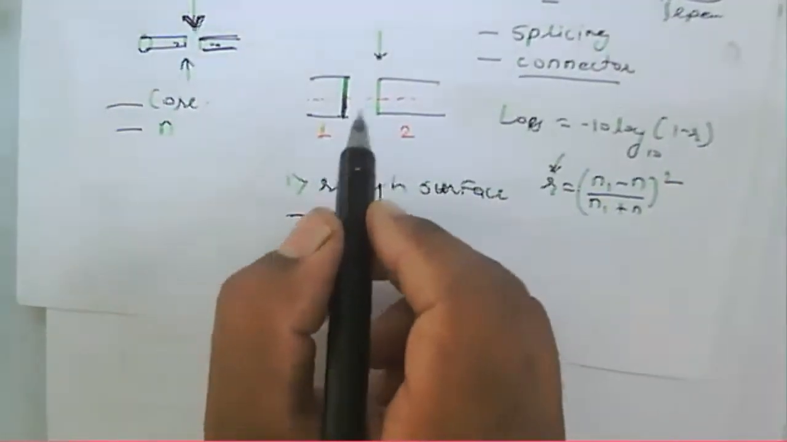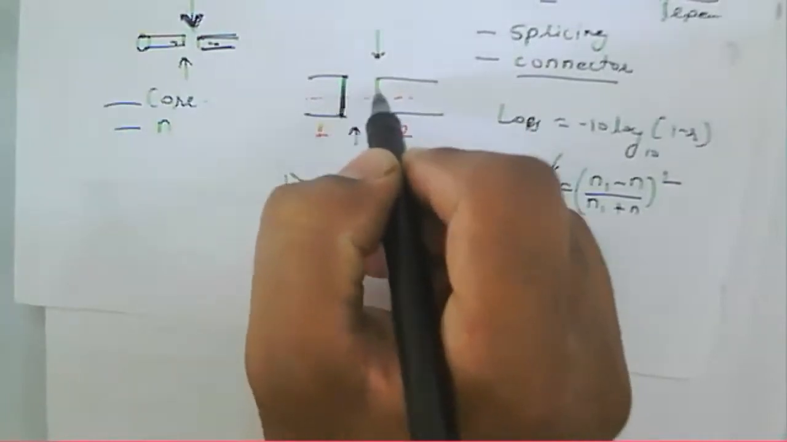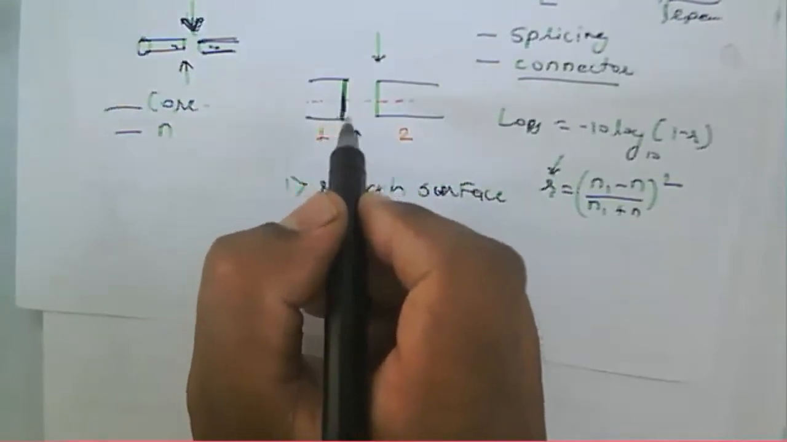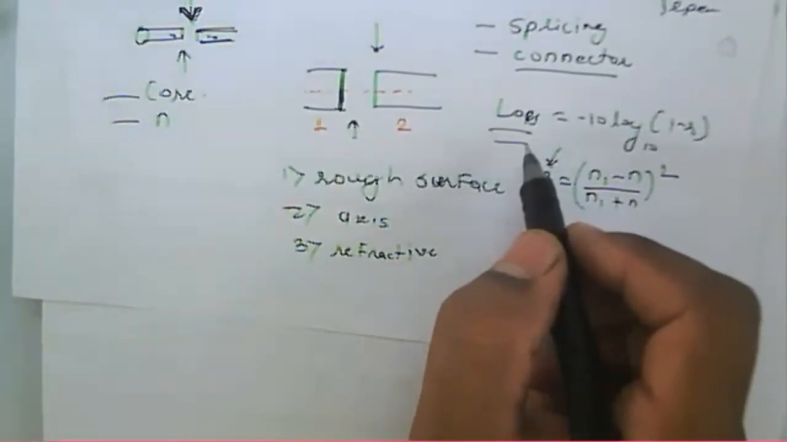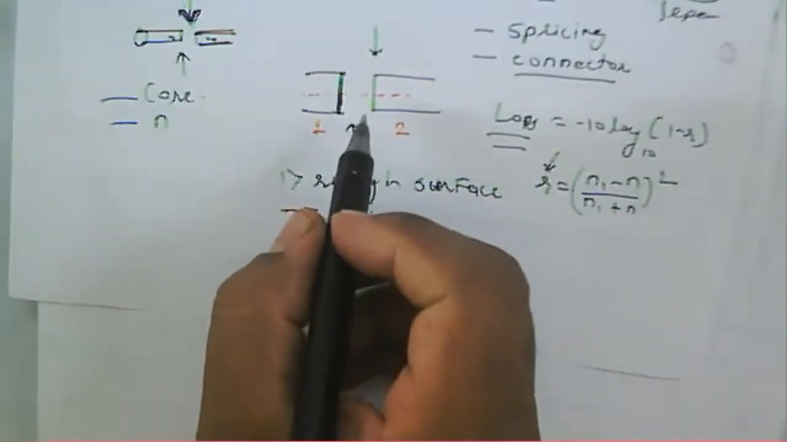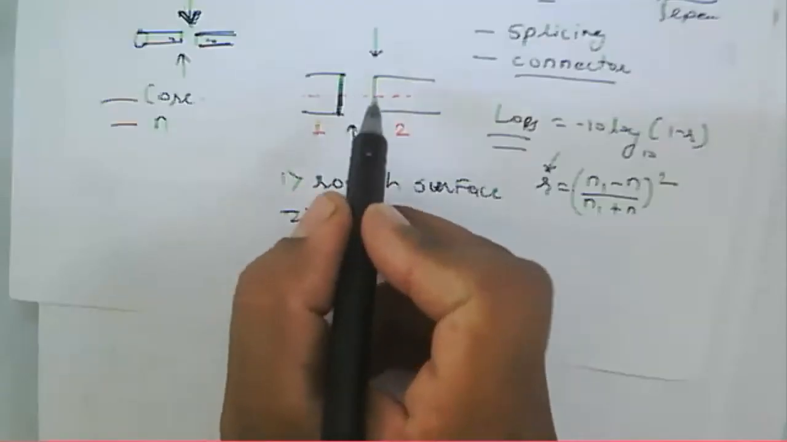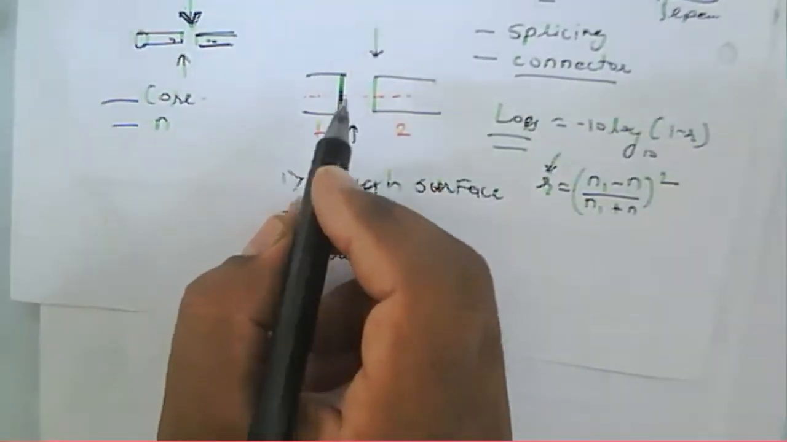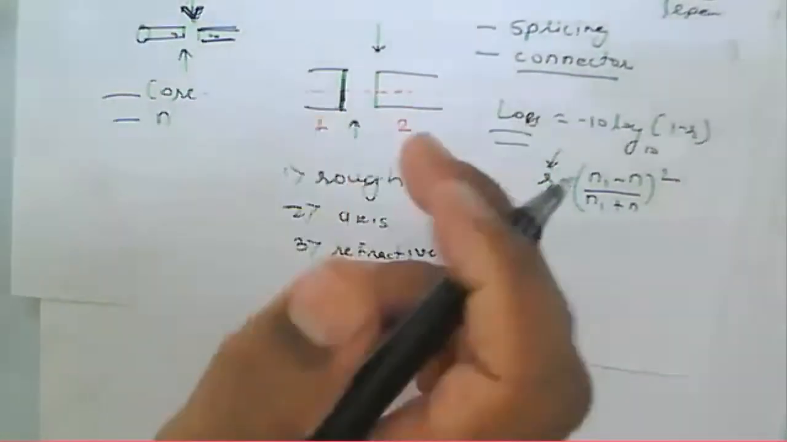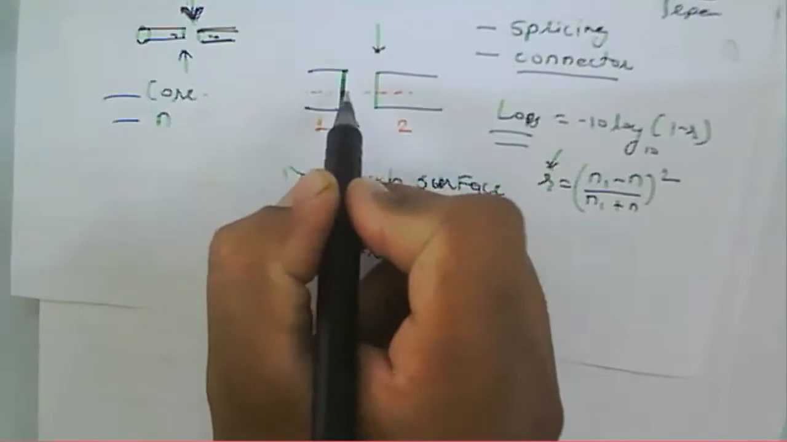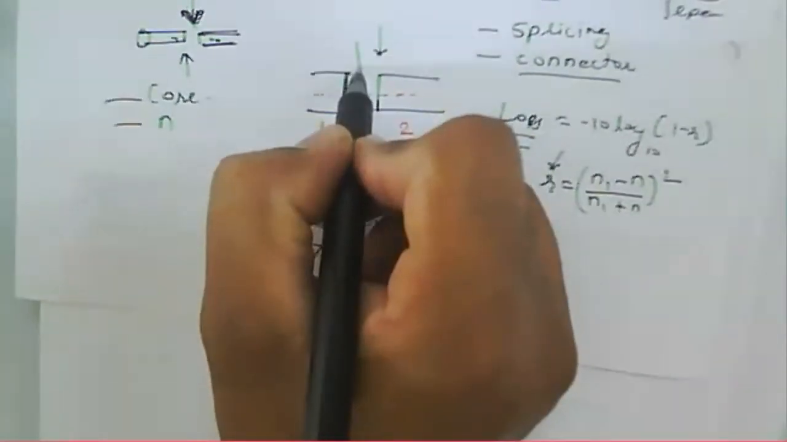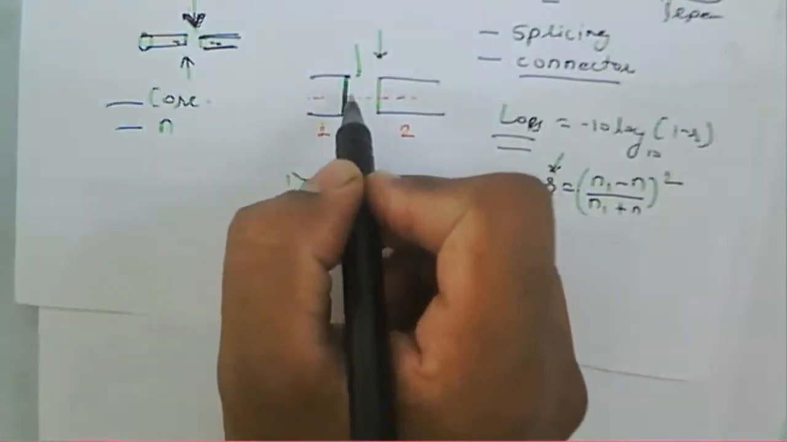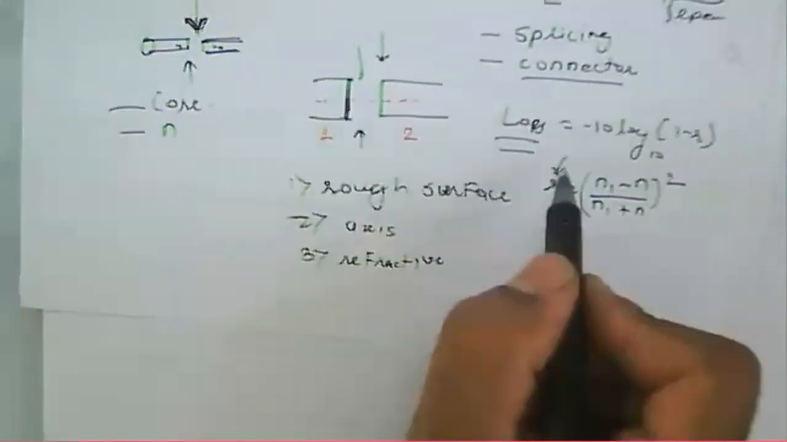So that Fresnel reflection loss occurs because we have a gap in between the two fibers. That's why there will be a loss. We can remove this Fresnel reflection by connecting the two fibers using a splicing technique, or this particular way of joining the fibers. You may add some fluid to match the refractive index of the fiber there, so that the loss will be minimum.